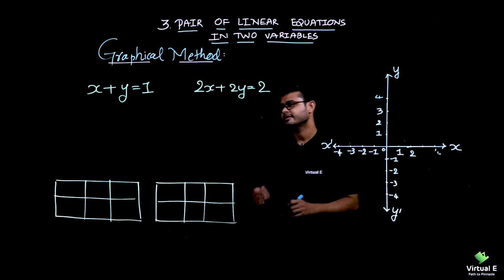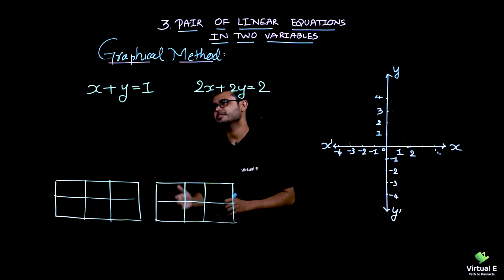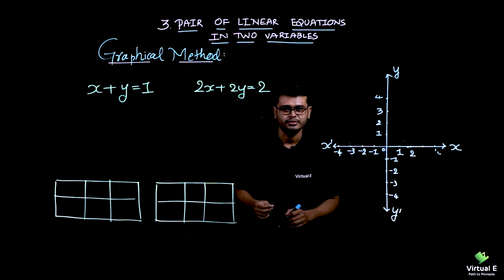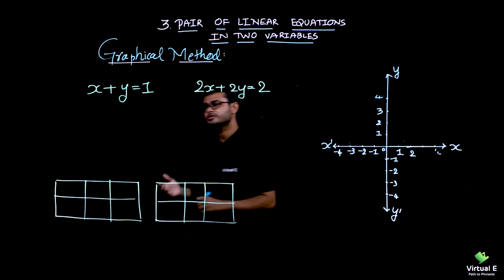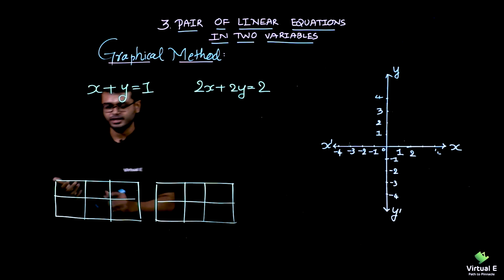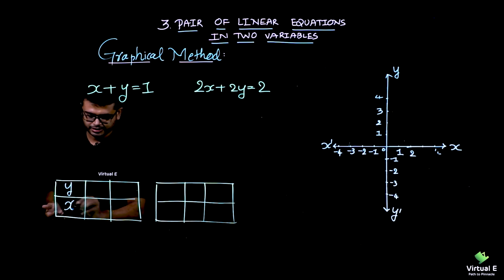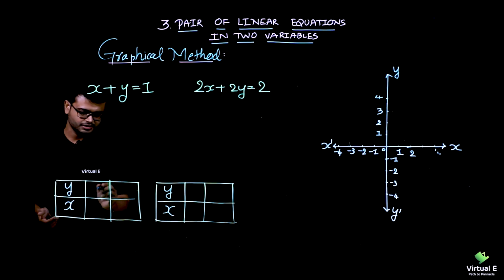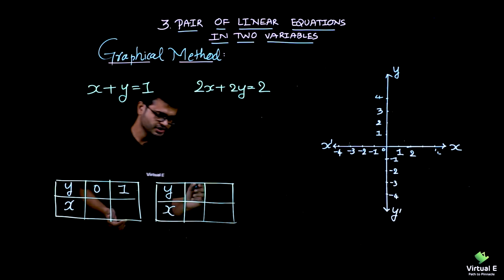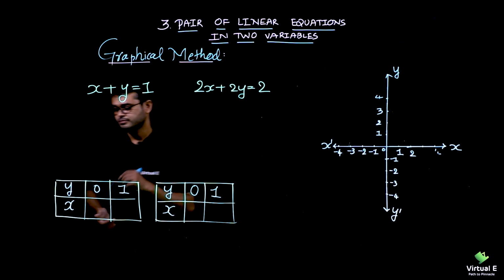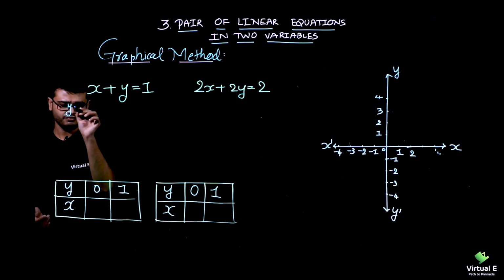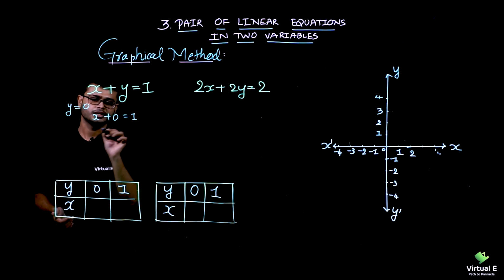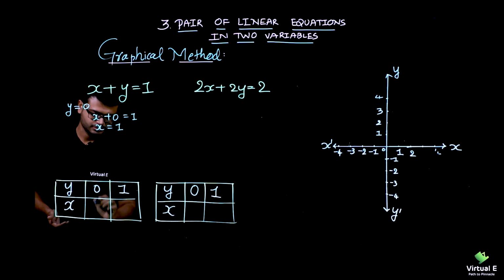Let's talk about the third case. We are taking two equations: x plus y is equal to 1 and 2x plus 2y is equal to 2. Again, I am going to choose two different values of y and I will get the value of x in each case. So the values are 0 and 1, same over here, 0 and 1. So let's substitute y is equal to 0. So x plus 0 is equal to 1. So x will be 1.